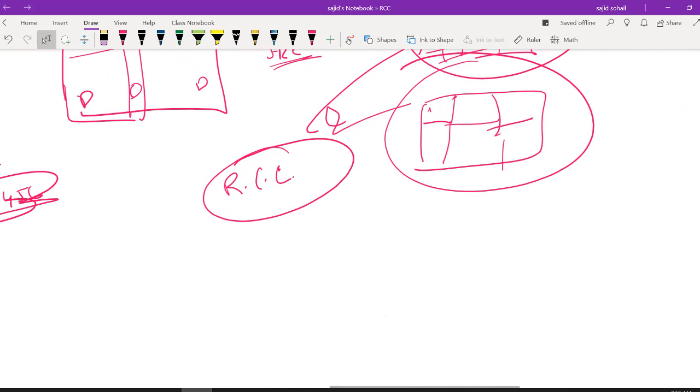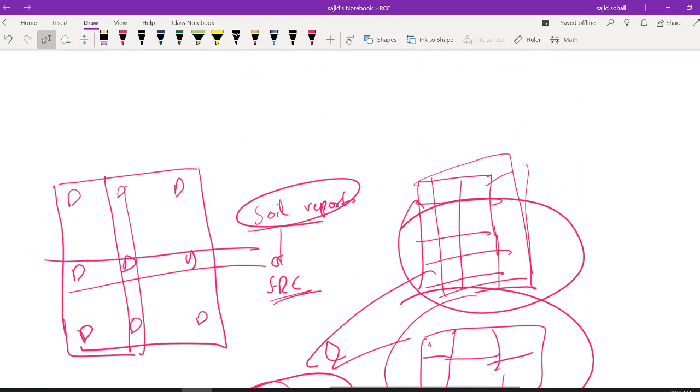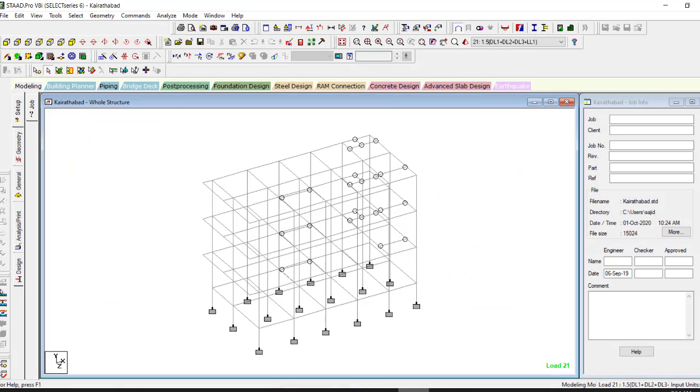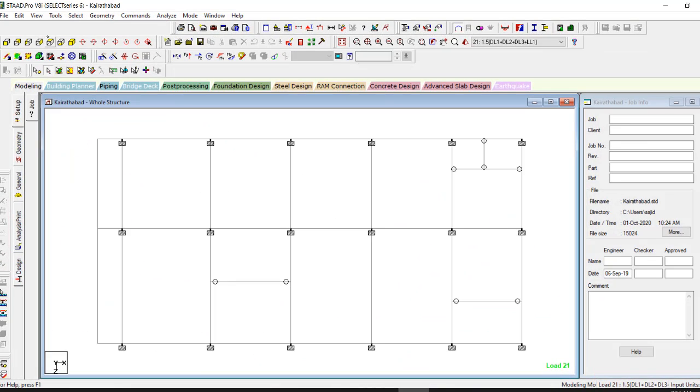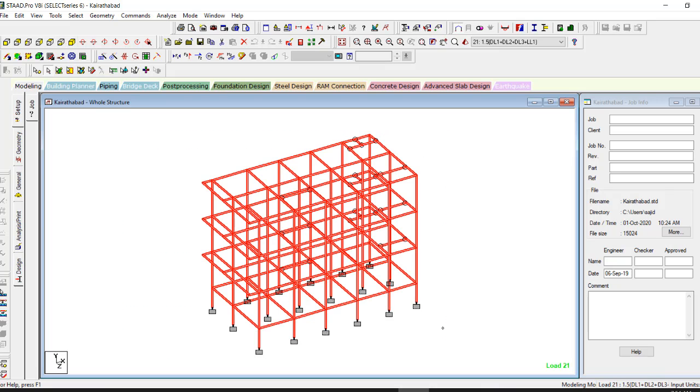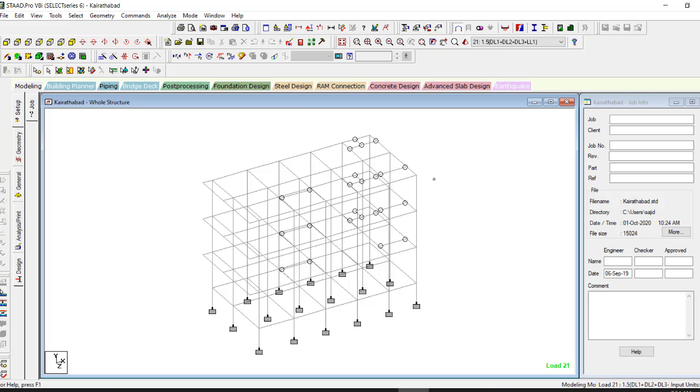Once you have decided this plan, whatever the footing and beams will be, you will be drawing your plan. After this plan, you will be drawing your structure. It will hardly take 10 minutes to generate such a structure in software. It becomes quite fast. So once you get this structure, you can analyze it.